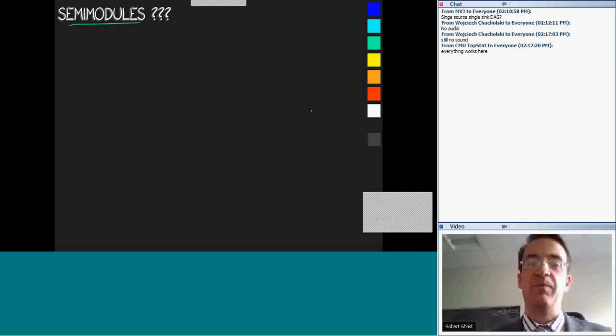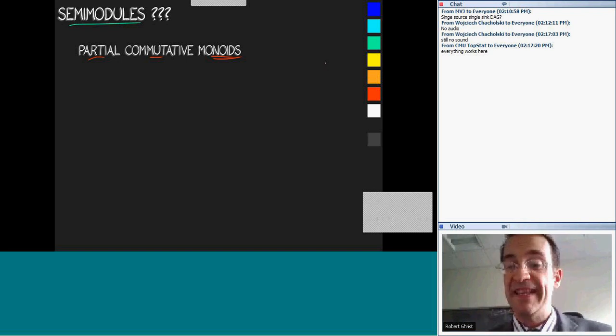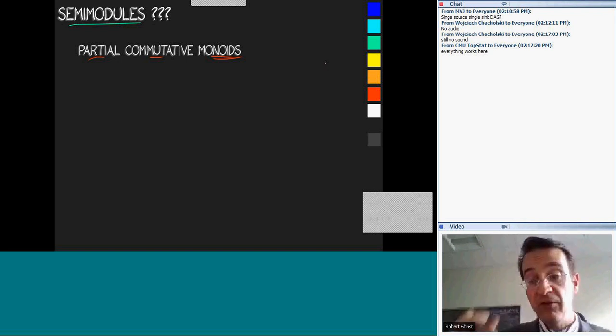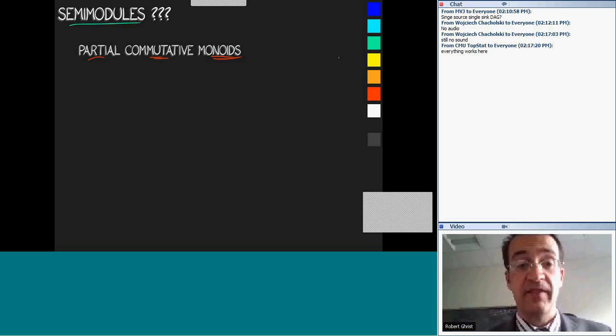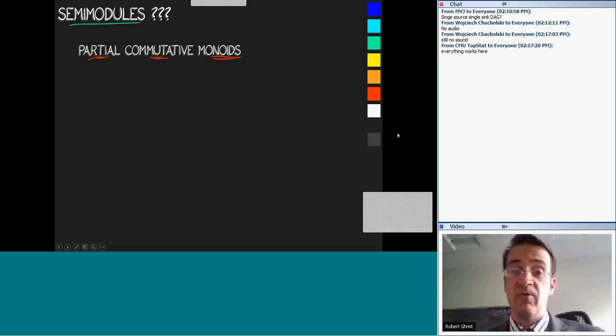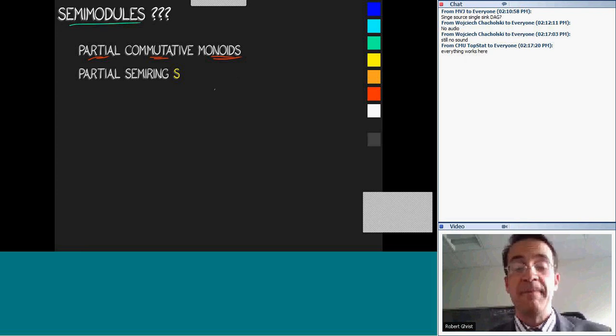Okay, what exactly do I mean by semi-modules? This is not a standard term in the literature. In particular, what I mean is partial commutative monoids. Monoids meaning that there are no inverses allowed. You can only go forward. Commutative, I think everyone knows what that means. This is like an addition. And partial means that you can't always add two elements together. In particular, if you violate the constraint bounds, then it is no longer defined.